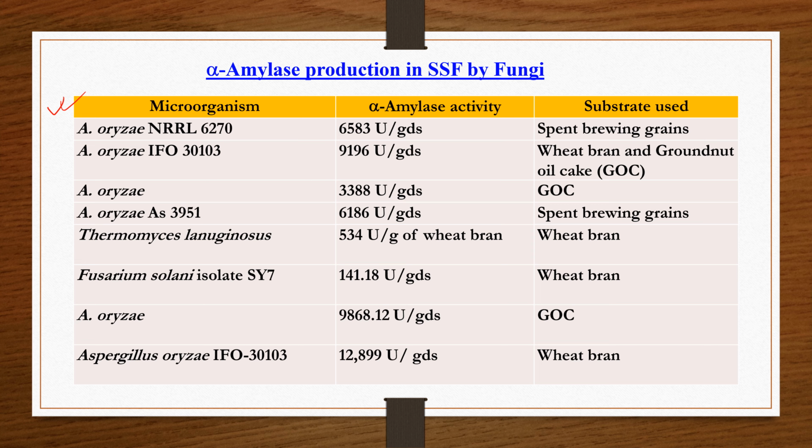This table is showing alpha-amylase production in SSF by various fungi. To the best of my knowledge, Aspergillus oryzae IFO 30103 was the best alpha-amylase producing strain among all the fungi, producing 12,899 U per gram dry substrate alpha-amylase activity in wheat bran during the solid-state fermentation process.